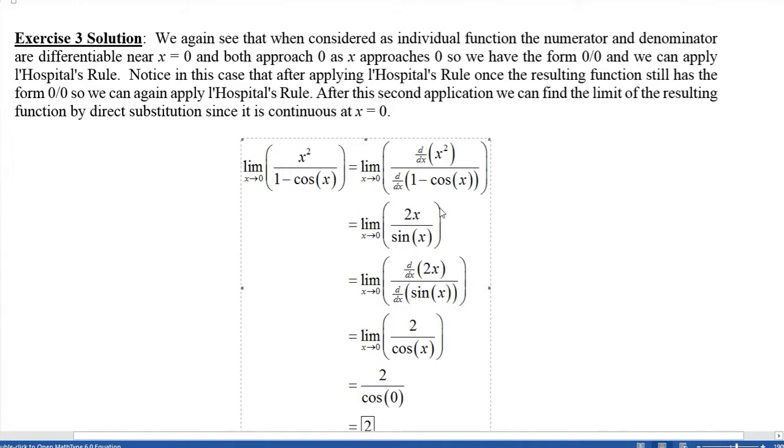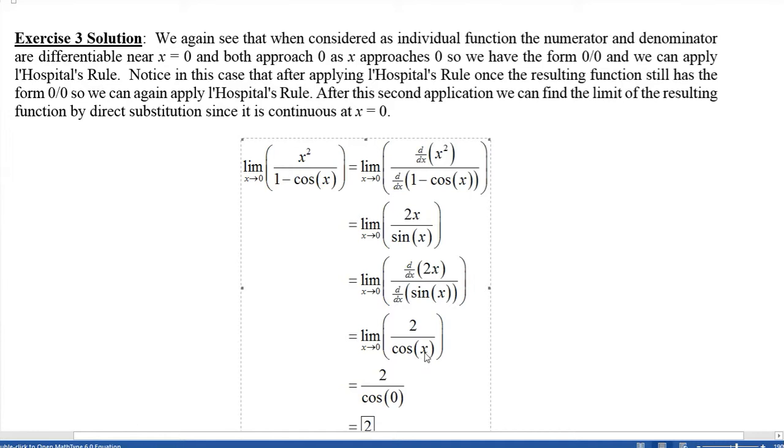Okay? They're again continuous functions, actually differentiable functions even, everywhere. So certainly, when we consider it as separate functions, they're differentiable everywhere. And so we can consider L'Hopital's rule appropriate, and so we did that here.